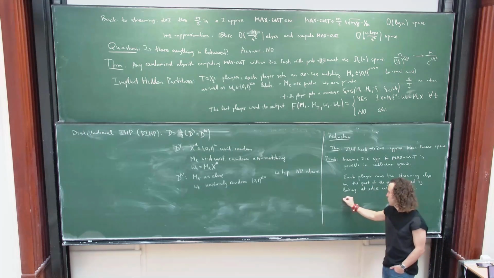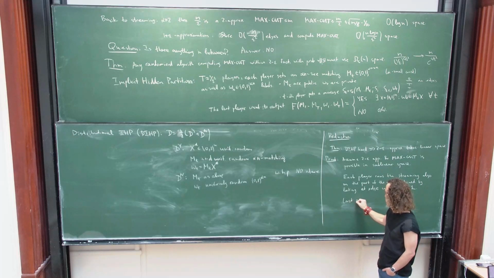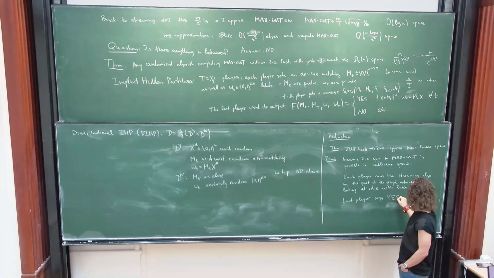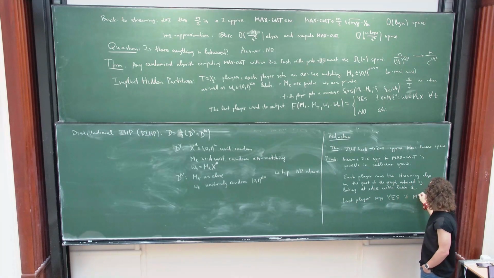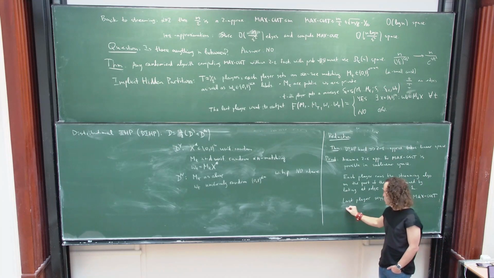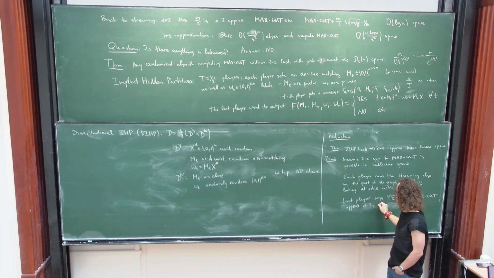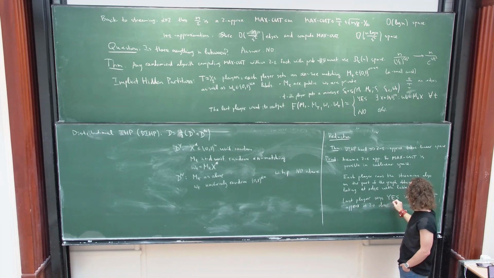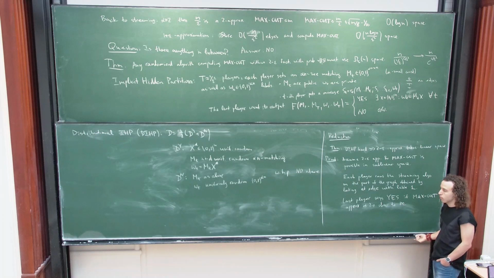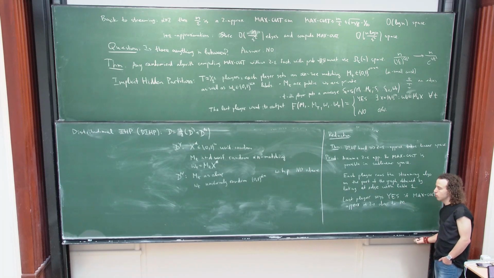So the last player says yes if the max cut approximation is 2 minus epsilon close to n. Okay.